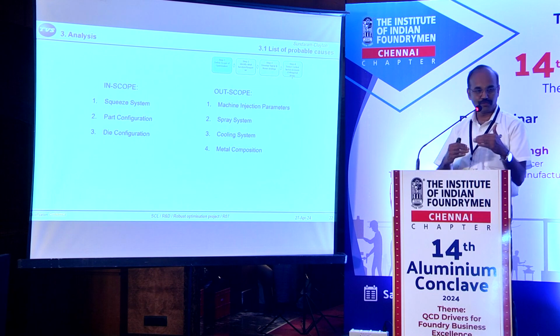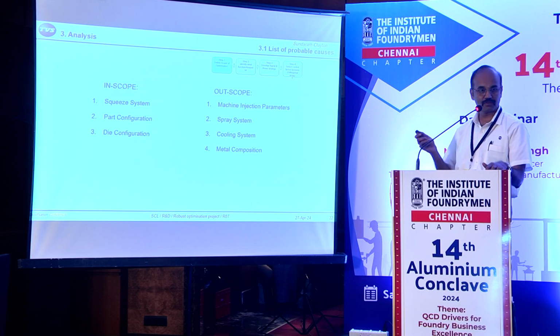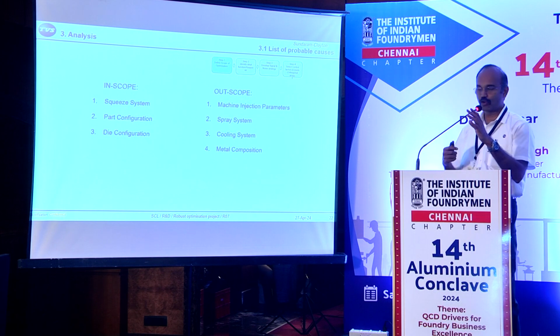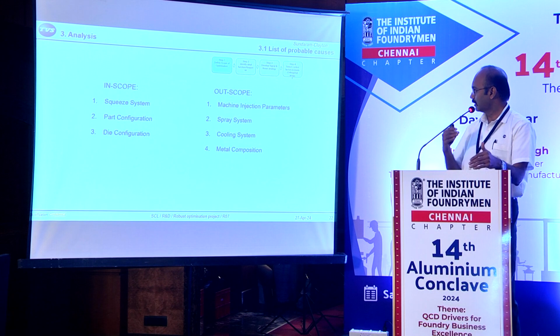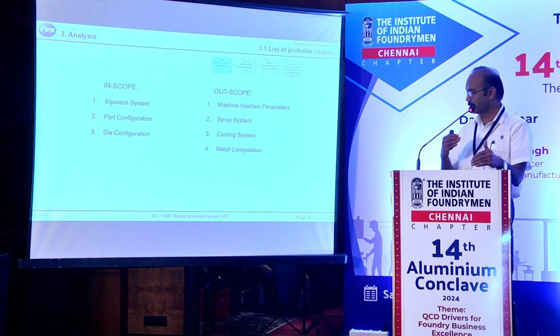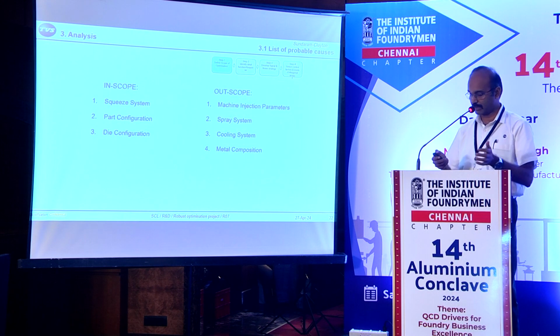Okay. This is the first step. You need to define your scope, so what are the areas that you want to work on. Here we have taken the scopes as squeeze system, part configuration, and the die configuration. The out of scope items are the die casting machine injection parameters, the spray system, cooling system, and metal composition. From the in scopes we'll select control factors.